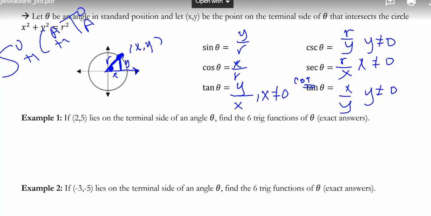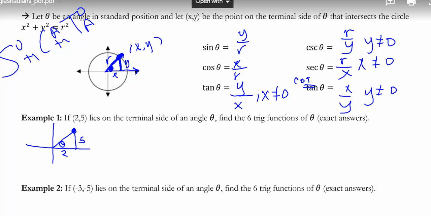So if we look at this first example, it says if (2, 5) lies on the terminal side of angle theta. All right, so (2, 5) is over here somewhere, right? The terminal side always goes to the origin, and you always drop a perpendicular down. Here's theta. So how do I get to this point? I go over 2, up 5.